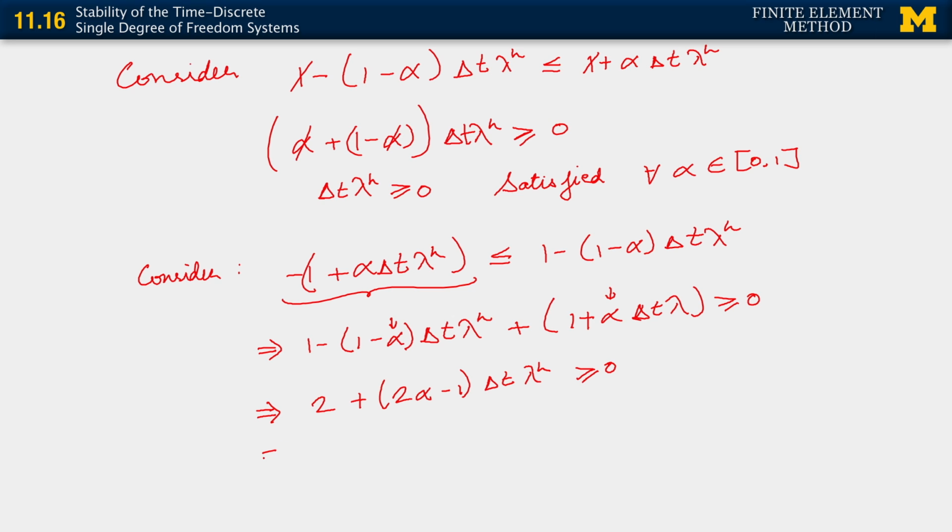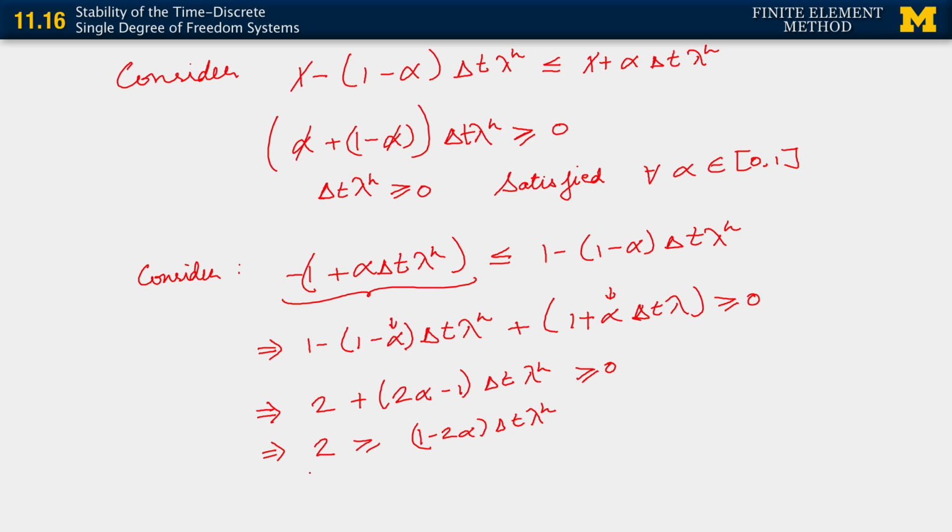I could write this out as 2 has to be greater than or equal to 1 minus 2 alpha delta t lambda h. Okay? All right. Now, let us look at under what conditions this may be satisfied. Okay. Now, let's save this and move on to the next slide.